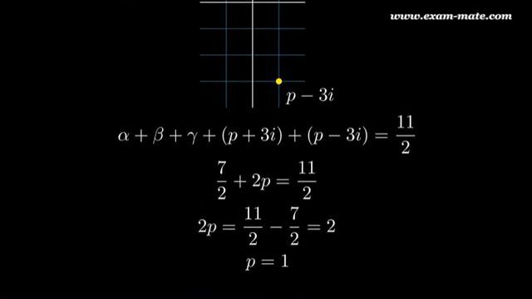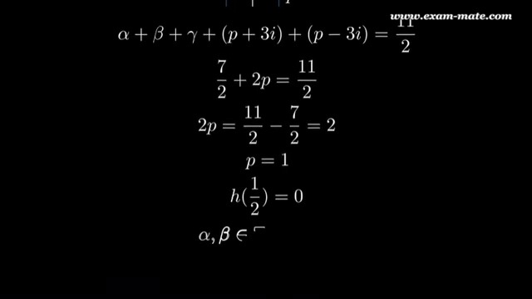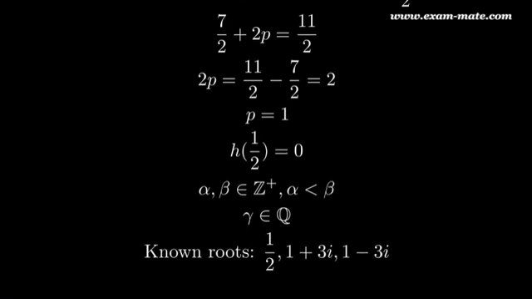For part C, we're given additional information. First, h of 1/2 equals 0. Second, alpha and beta are positive integers with alpha less than beta, and gamma is rational. Since 1/2 is a root, and we know p plus 3i and p minus 3i are roots, we only need to find alpha and beta.